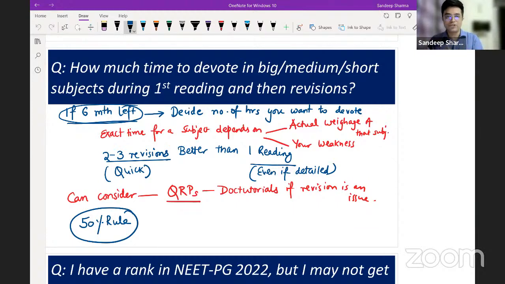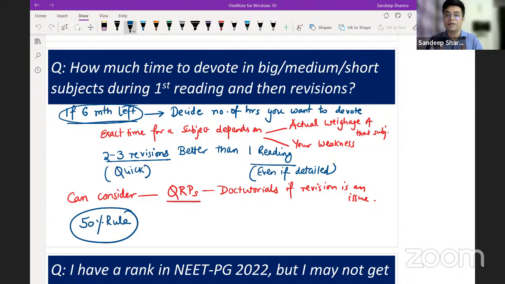The next revision should be done in 50% of that. That is 1.5 months, you should do another revision. And then try to squeeze in 1 or 2 quick revisions in the remaining time. This will come down to 2 to 3 quick revisions, as Dr. Rahul was talking about. And trust me, it works.